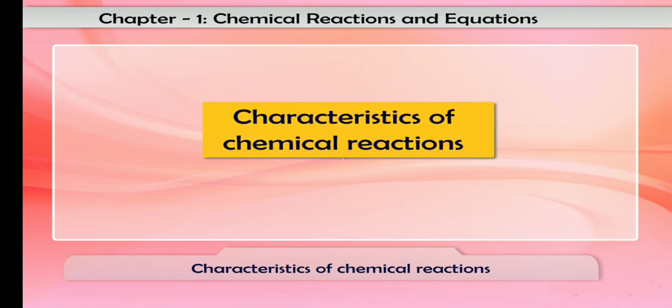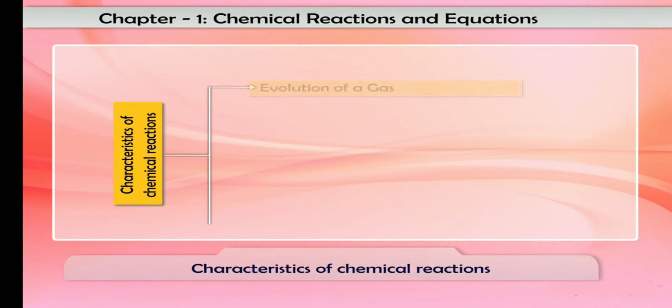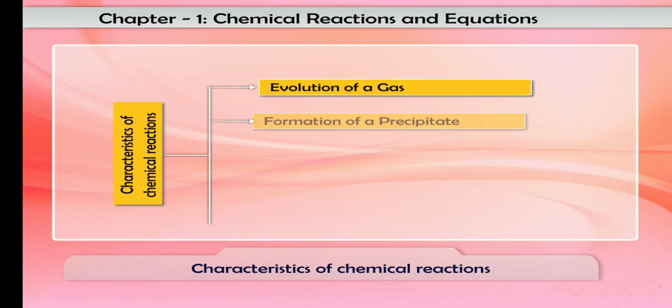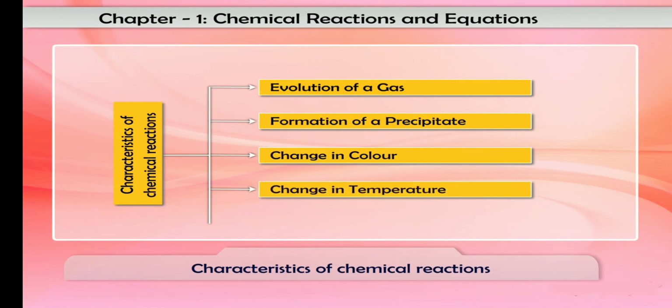Characteristics of chemical reactions: evolution of a gas, formation of a precipitate, change in color, change in temperature, and change in state. Let us discuss them one by one in detail.